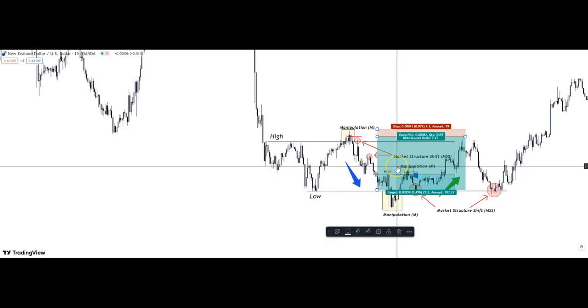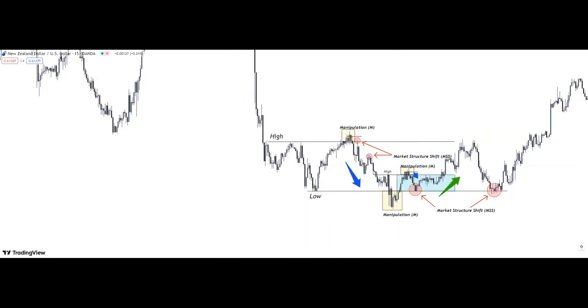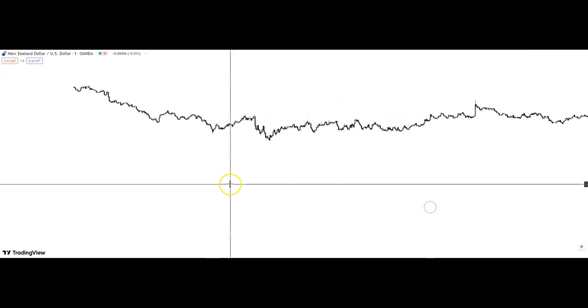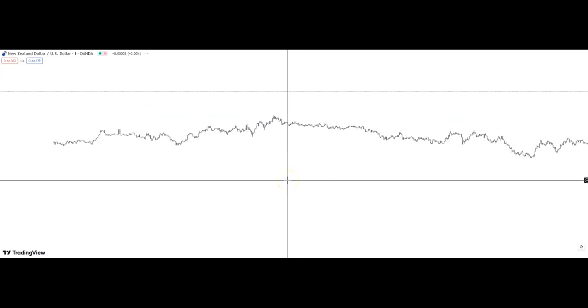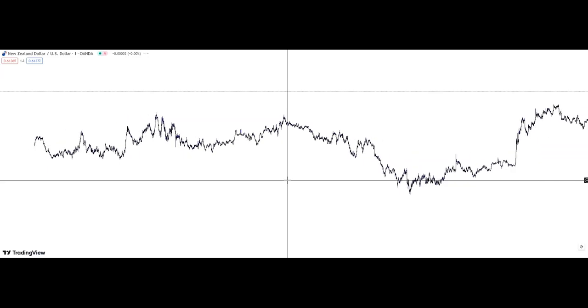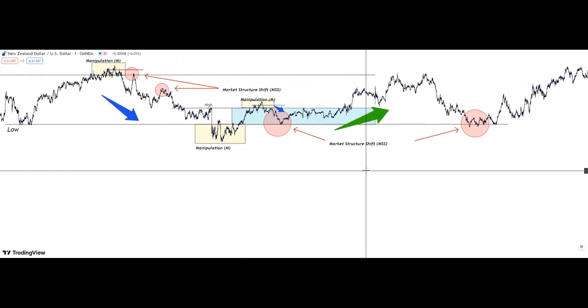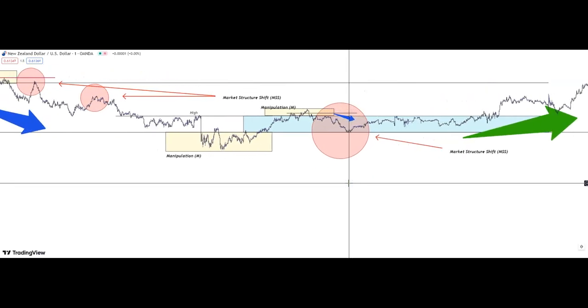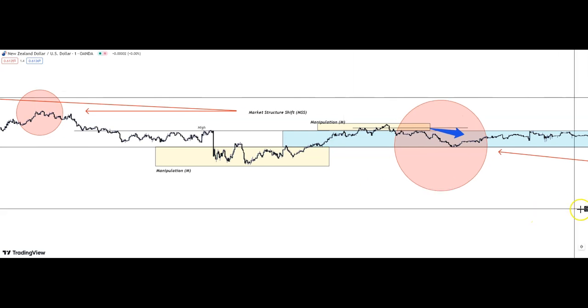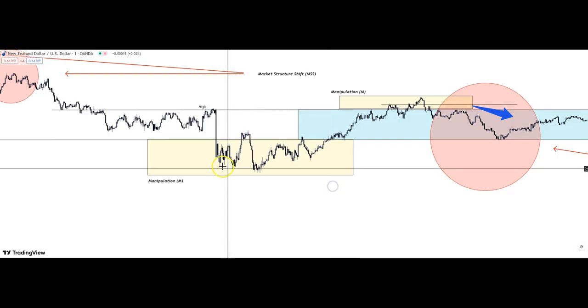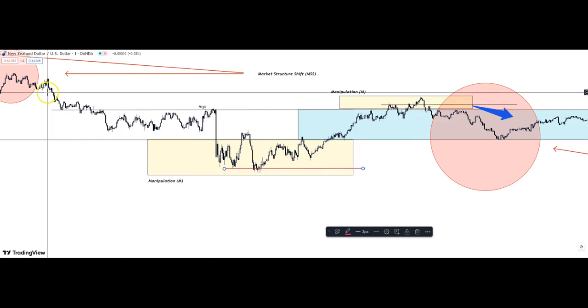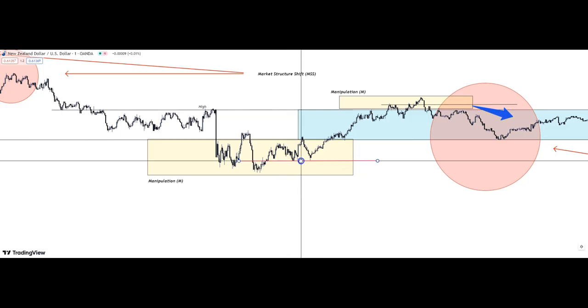So even down here, I'm going to show you, it shows the same exact thing, and you can take advantage of every move the same exact way. Right? Same exact way. This one isn't as pretty, but it's still nonetheless the same concept. The previous low was down here, and this will be considered a manipulation zone, and this will be considered market structure shift, and you will enter right there.